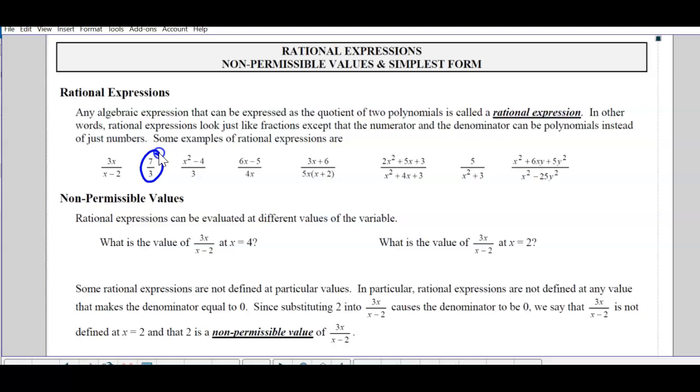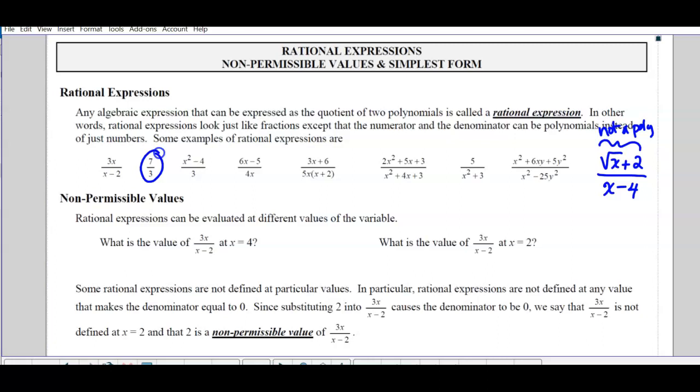You can't have, if I have something like this, square root of x plus 2 over x minus 4. Technically, this is not a polynomial, right? Yes, it has a variable in it, but it's not a polynomial. So that means we wouldn't actually call that a rational expression. We can still do some of the same work with it, but we wouldn't call it a rational expression.